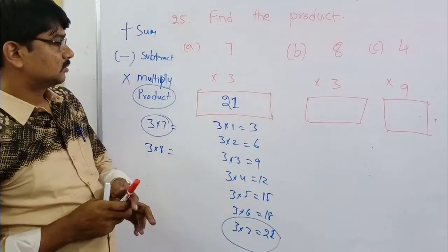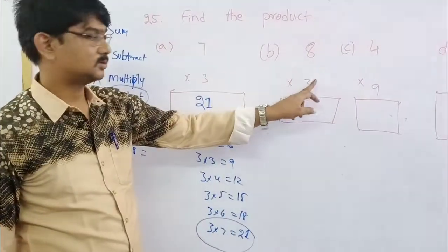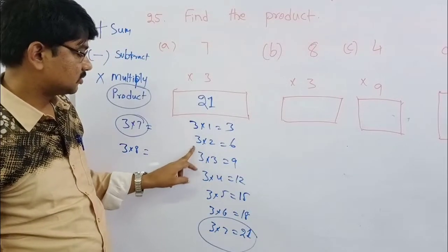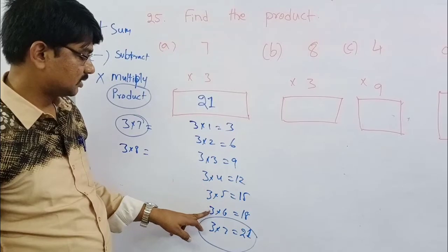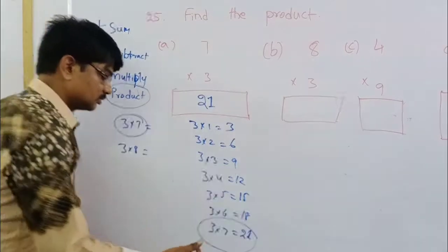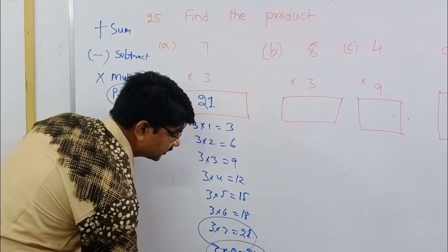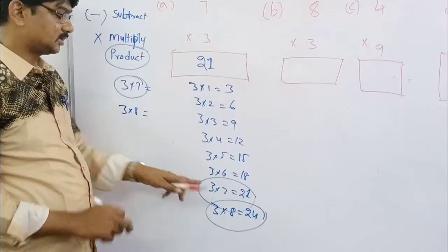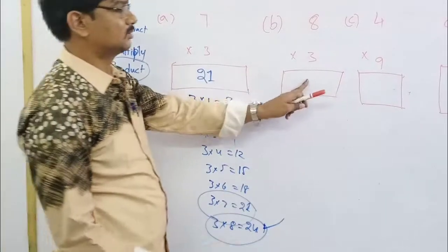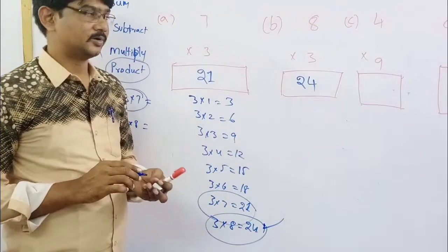Okay. Next problem B. 3 into 8. It means 3 8 ja. 3 1 ja, 3 2 ja, 3 3 ja, 3 4 ja, 3 5 ja, 3 6 ja, 3 7 ja 21. 3 8 ja 24. We need 3 8 ja 24. What is the answer? 24.